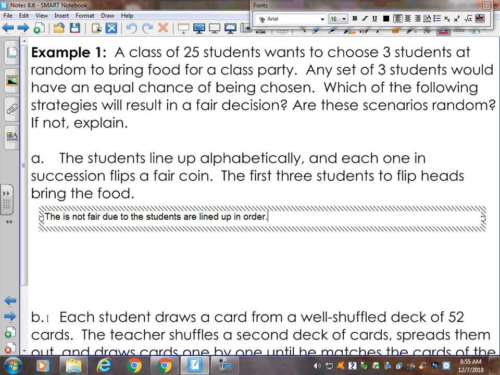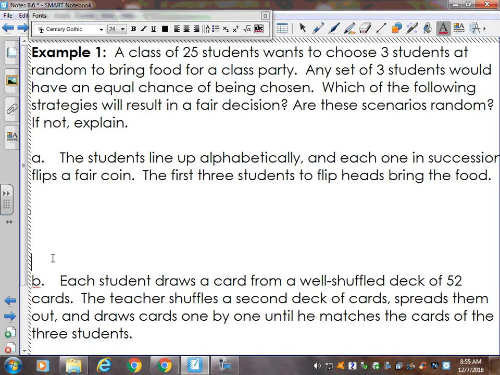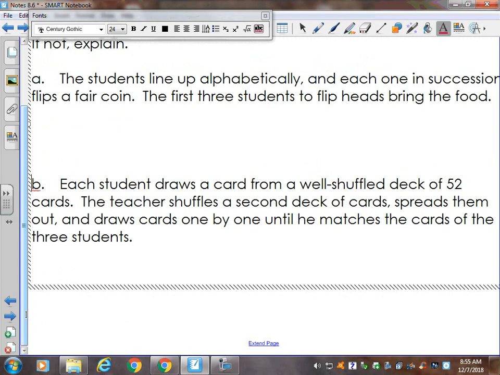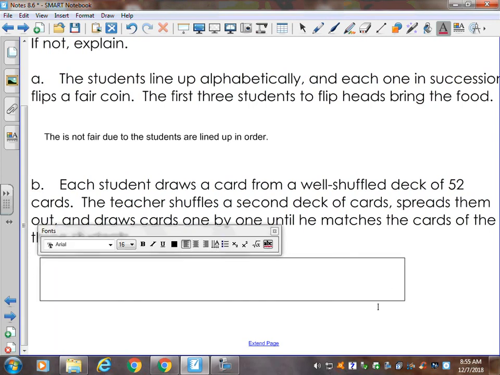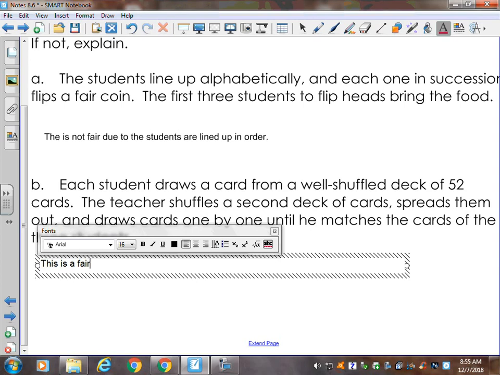Now, in our second question, each student draws a card from a well-shuffled deck of cards. The teacher shuffles a second deck of cards and spreads them out and draws a card one by one until he matches the cards of the 3 students. This is a fair sample because each student has an equally likely chance.